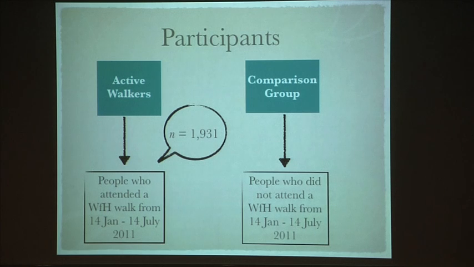And there are 1,931 participants in the active walker group and 1,390 participants at baseline for the comparison group. So that's over 3,000 participants for baseline.